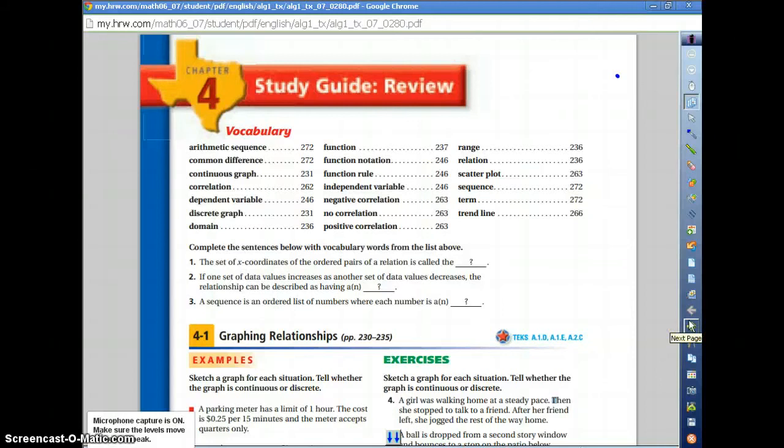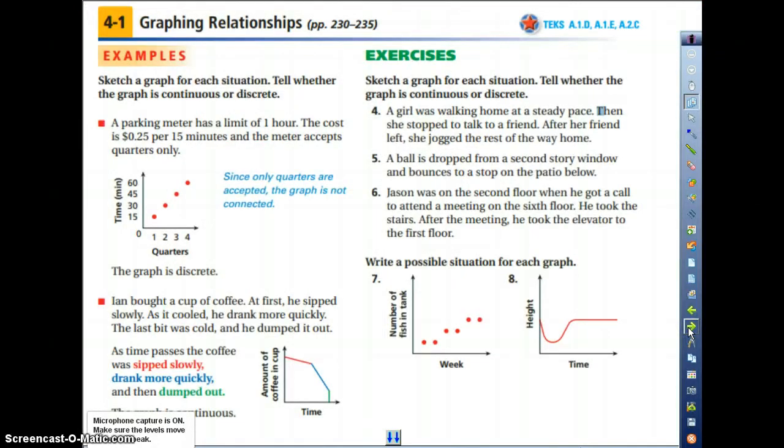Okay, guys, this is the end of chapter 4 study guide review at the back of the book. The thing I really like about the reviews at the end of the chapters is all the answers are where? In the back of the book. The other thing I like about the textbook reviews is they give you some examples over here on the side, and then they ask you some questions that are similar to the examples.